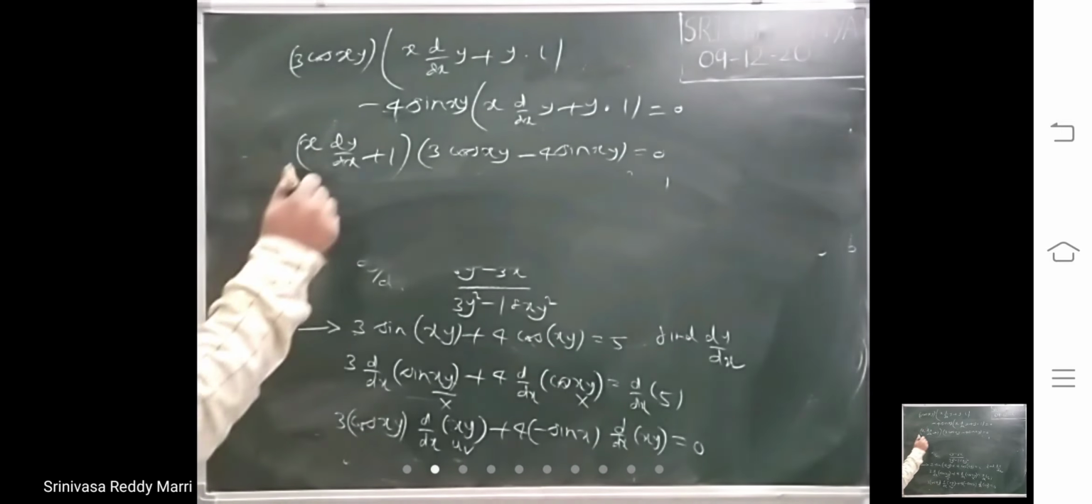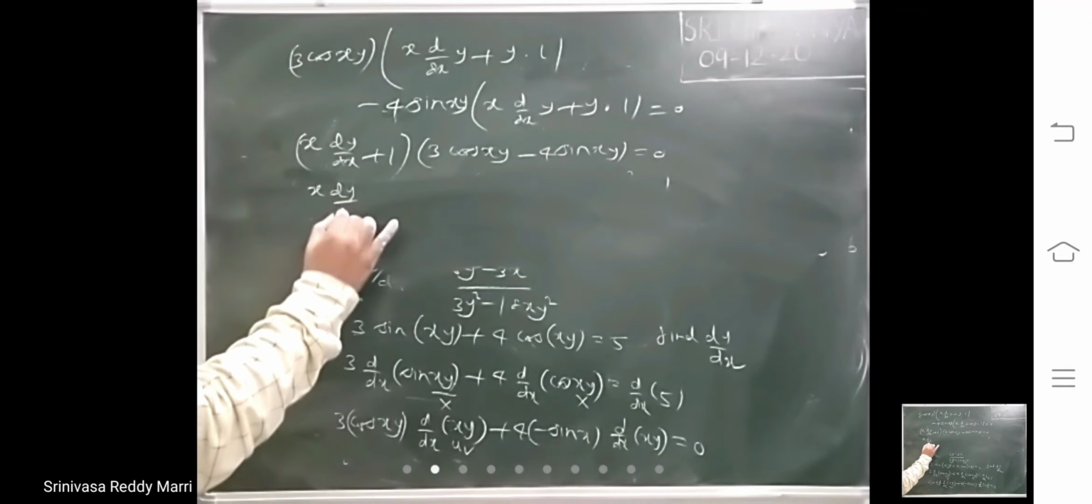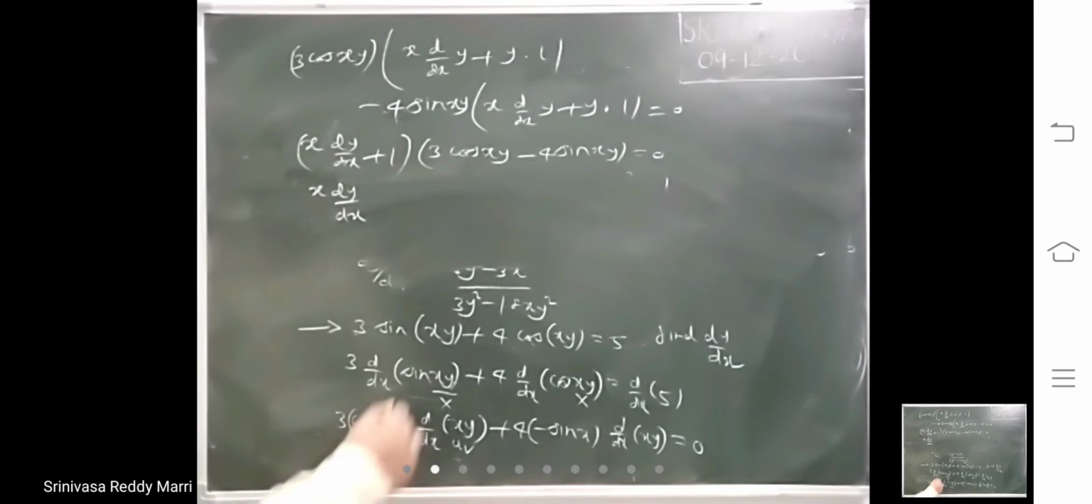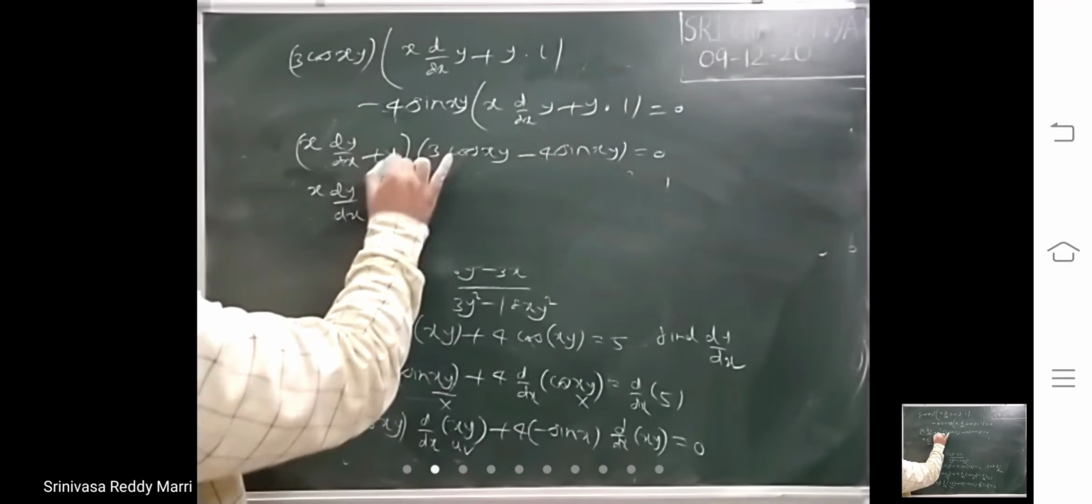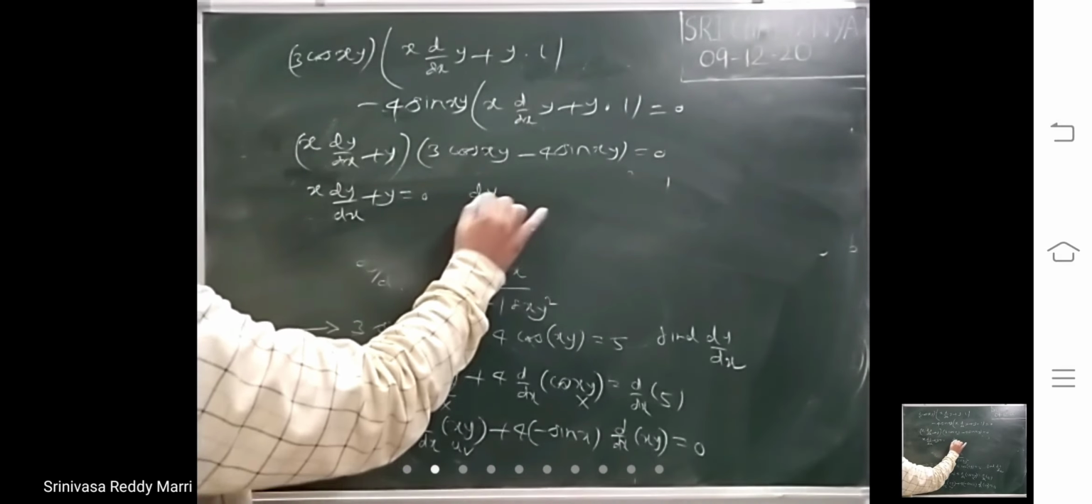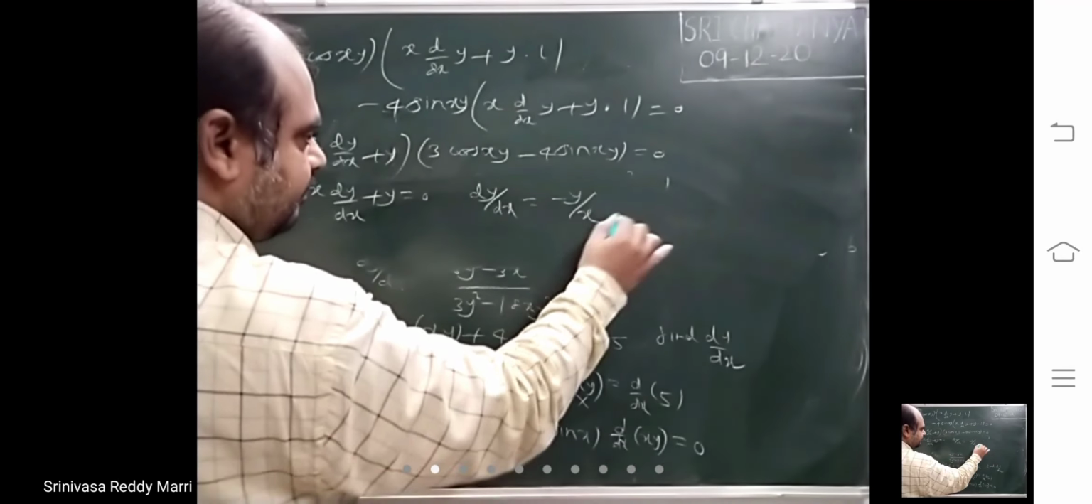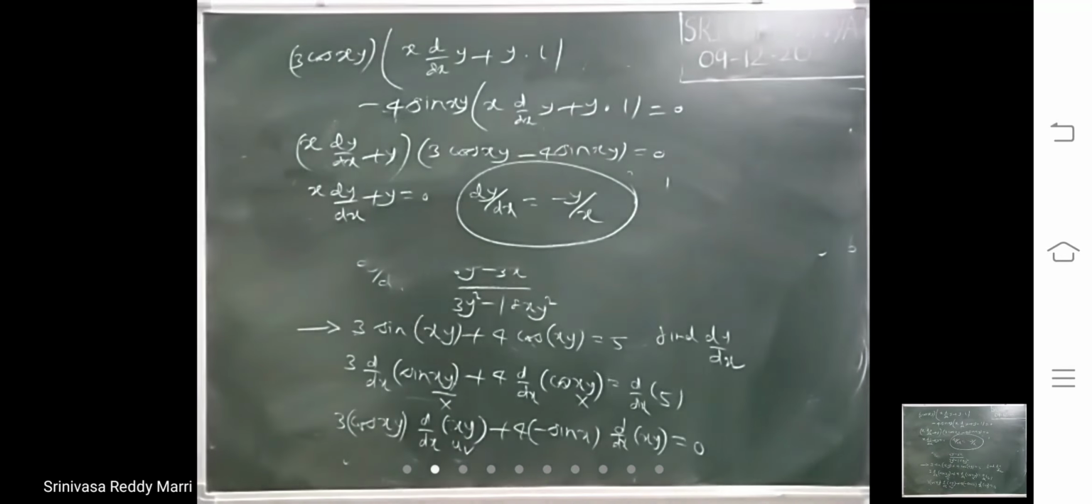So now equate this to 0: x into dy by dx plus y equal to 0. That means dy by dx is nothing but minus y by x. That is the answer. Minus y by x.